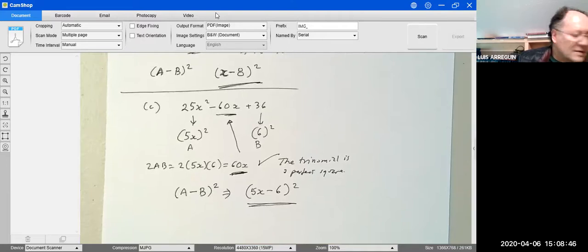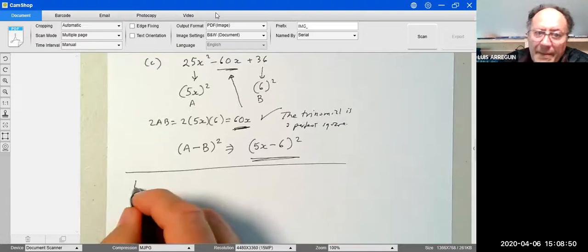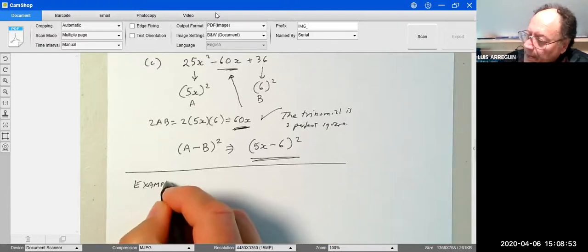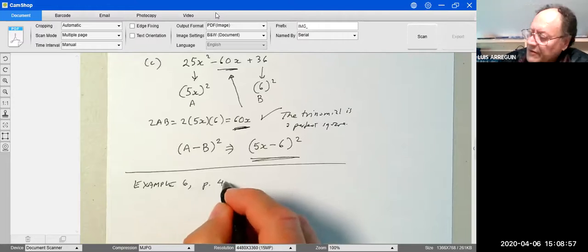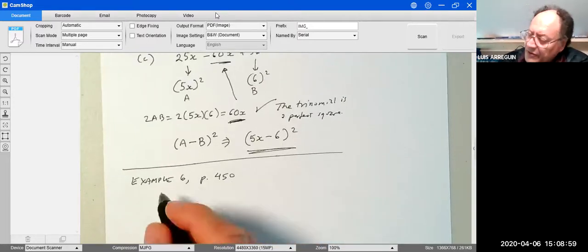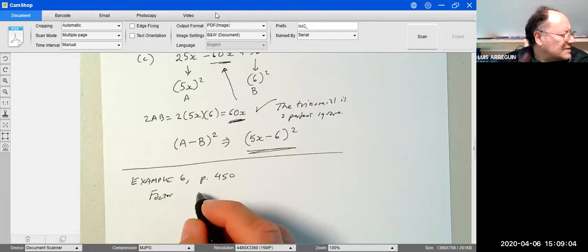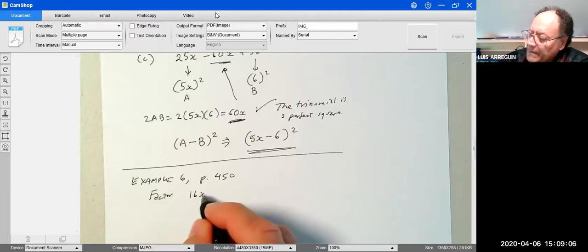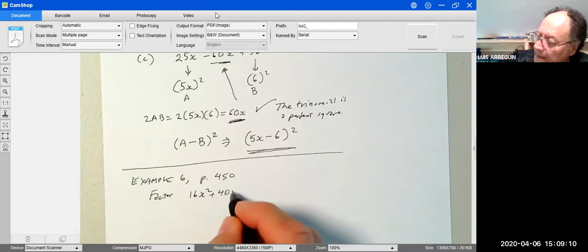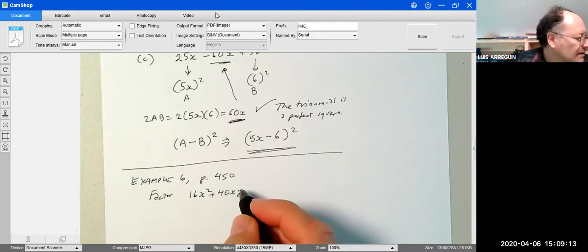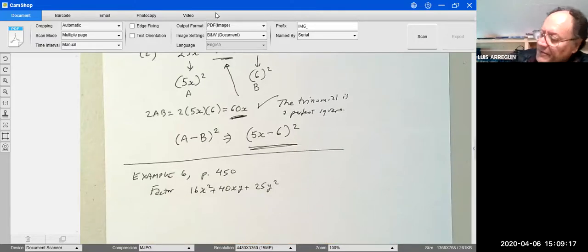So now let's work another example. We have example 6 on page 450, and we're going to factor 16x squared plus 40xy plus 25y squared. So is this a perfect square trinomial?